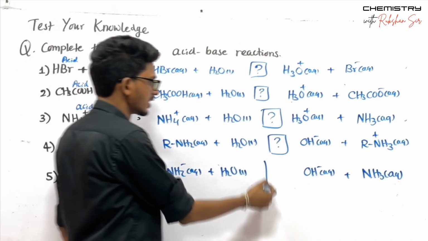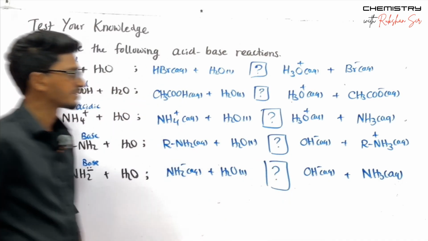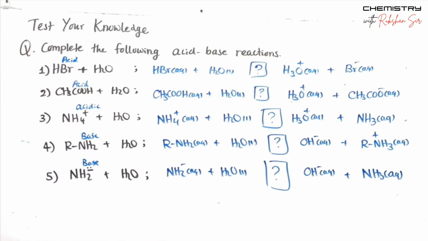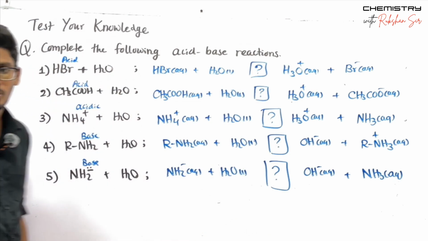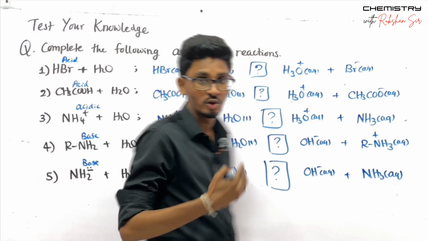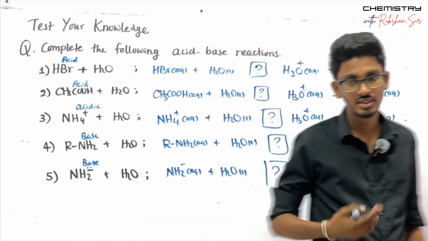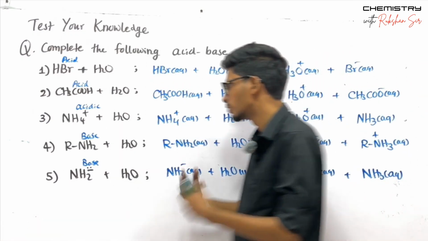Okay, now the products are done, right? Now what I ask is to come up with the reaction arrows. Use your knowledge about what you know, whether it's strong or weak acid or base, and use that knowledge for the arrow.